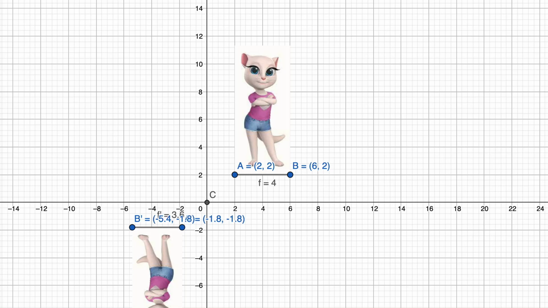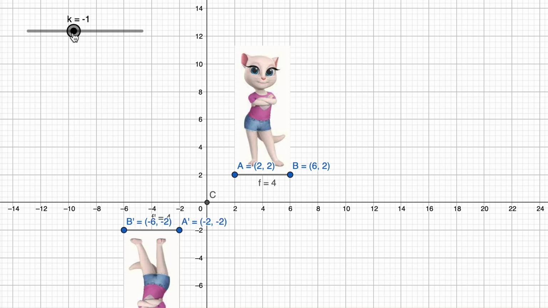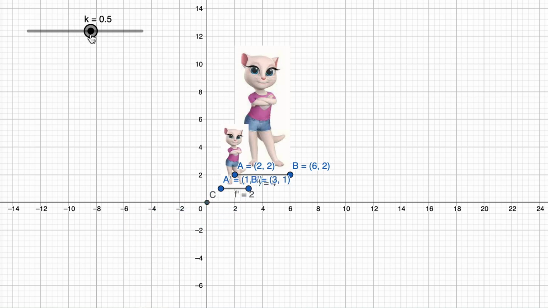Now, case 1. I'll make the dilation factor 0.5. First, this is the original cartoon where the length of this segment is 4, right? Now I'll make the dilation factor 0.5. See what happens. This means the length of the character will now be half of its original size. The length of the original character is 4. Now it's 2. So 4 multiplied by 0.5 becomes 2.